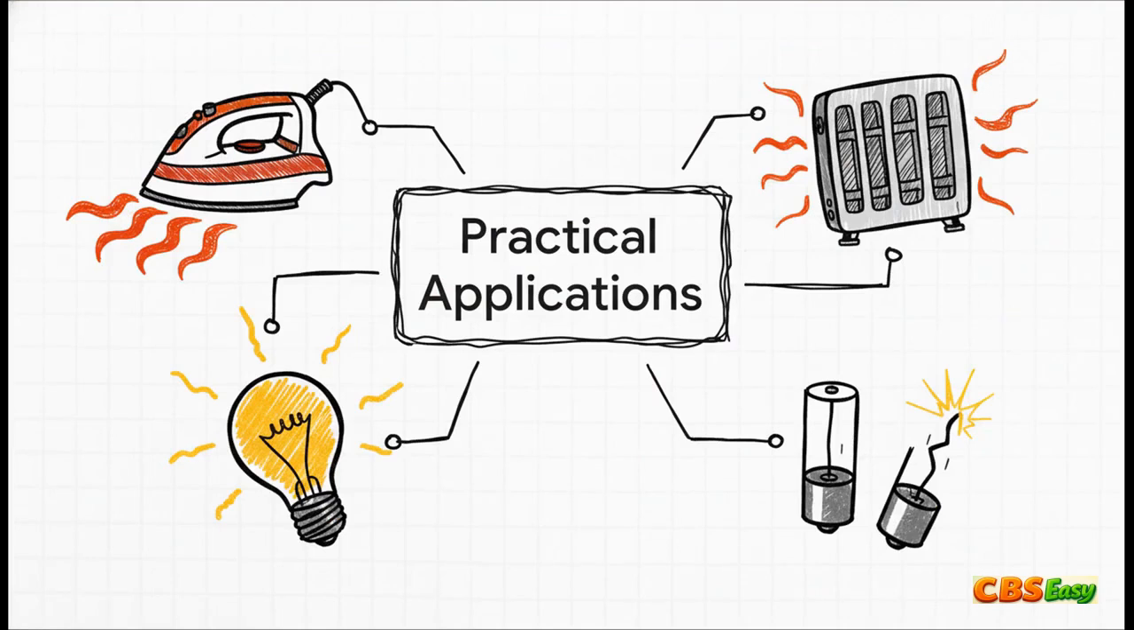Now, this heating effect isn't just some random byproduct, it's incredibly useful. We actually harness it on purpose in all sorts of devices, like electric heaters and irons. It's also the simple but brilliant idea behind a fuse, which just melts and breaks a circuit if things get too hot. And of course, it's what makes the filament in a light bulb glow.